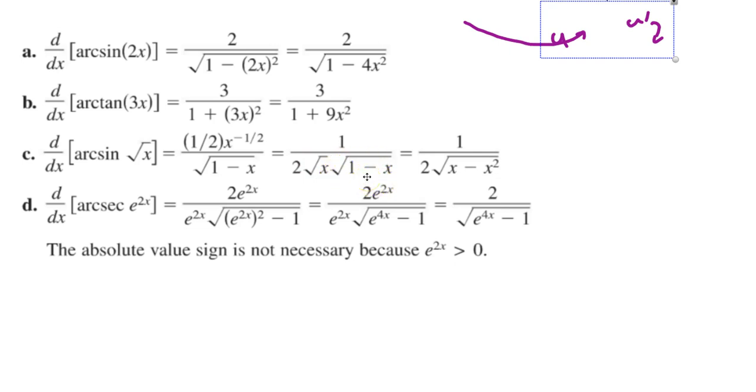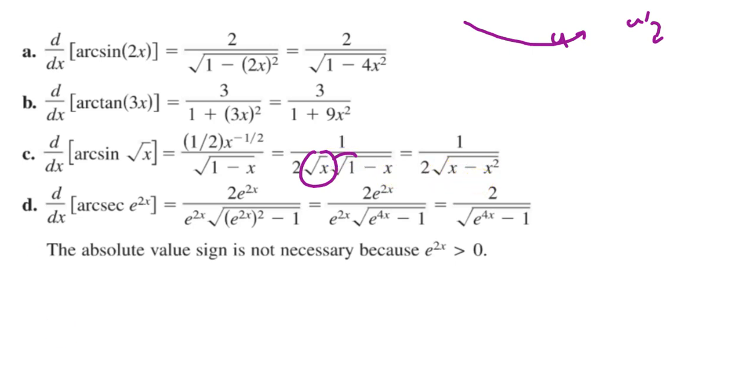Well, wait a minute. We know that numbers inside the house can play together, so this square root of x can be distributed into this other square root, and so x times 1 is x, and x times x is x squared. I hope we can all see that answer.